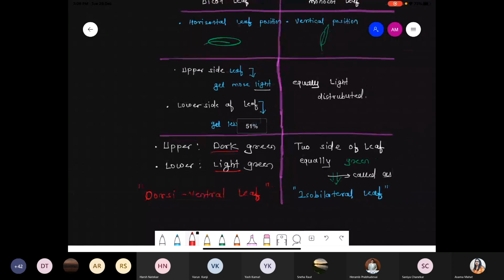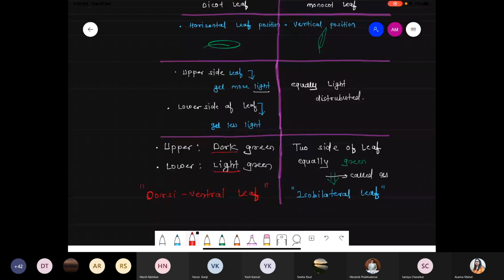In case of the monocot, it is isobilateral, because both the upper and the lower sides of the leaf are equally green. But when you compare this point with the dicot leaf, the upper side looks dark green in color, and the lower side is light green or faint green. We'll discuss later why such a variation is present. It depends upon the number of chloroplasts. Simple answer.